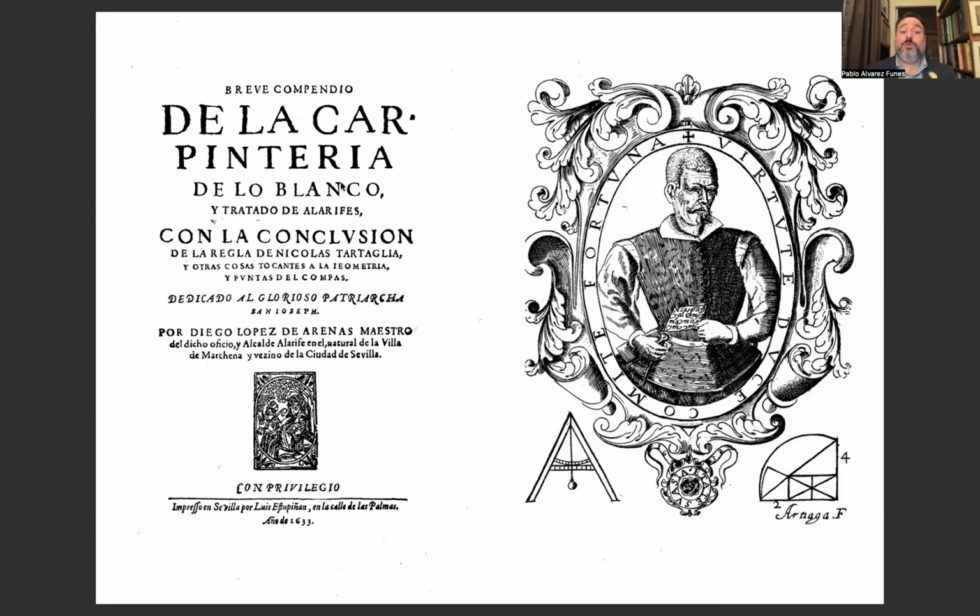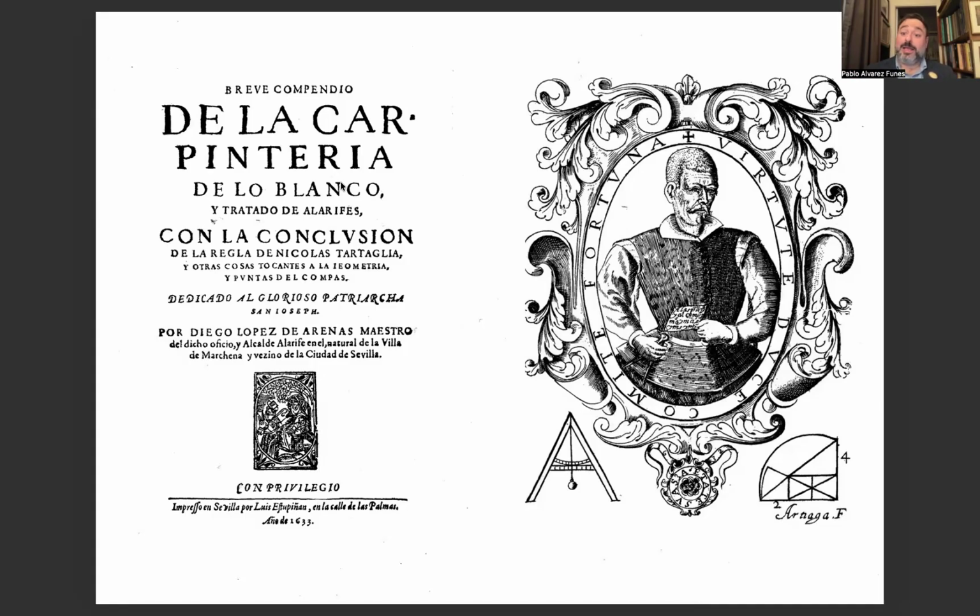And then he said, with the conclusion of the ruler of Nicolas Tartaglia, which is like some geometric rules to obtain points and elements within the tracing that he explains, and then other elements regarding geometry and the tips of the compass. Because Lopez de Arenas doesn't use a ruler. Lopez de Arenas uses a compass and a set square.